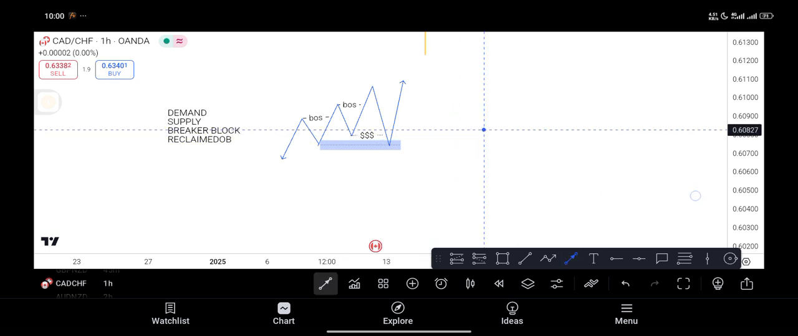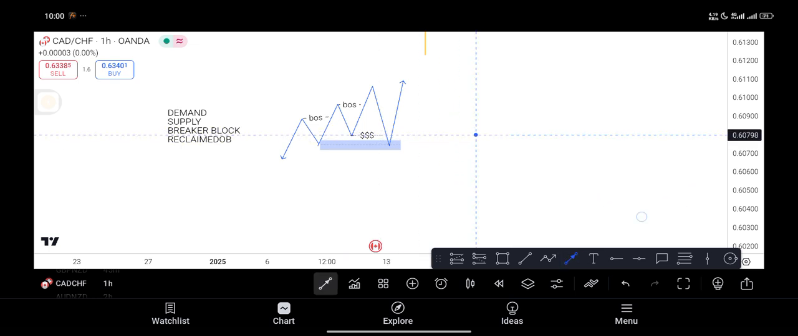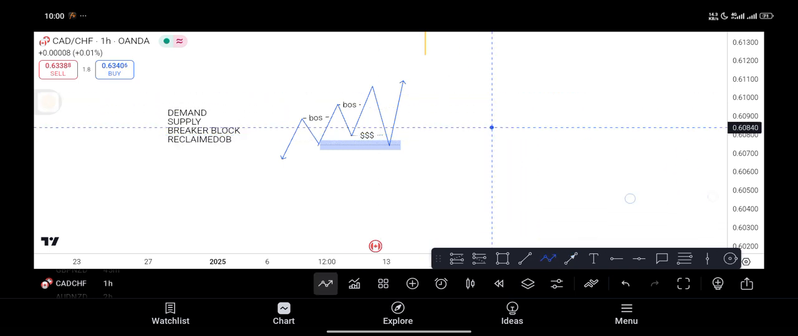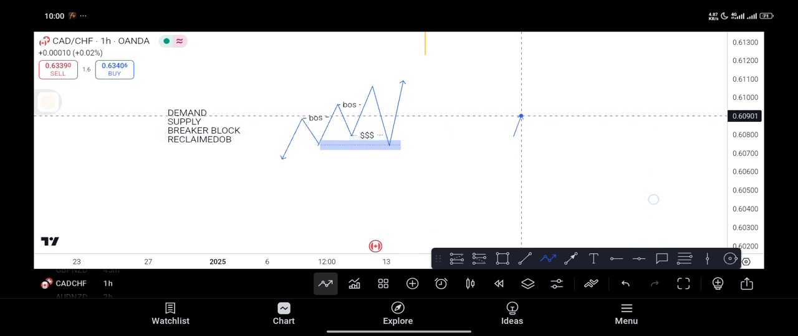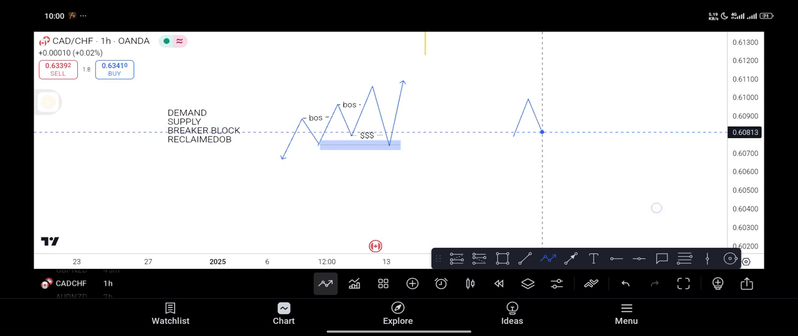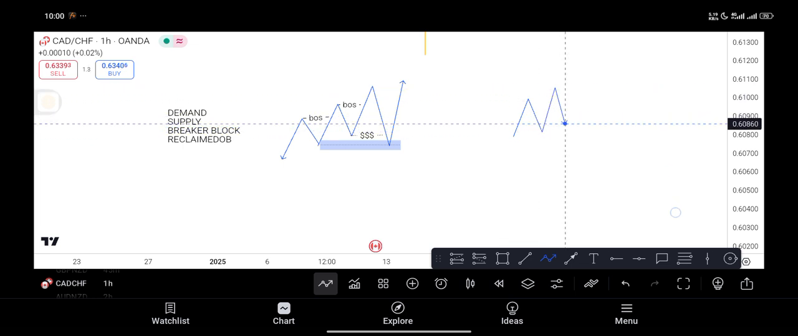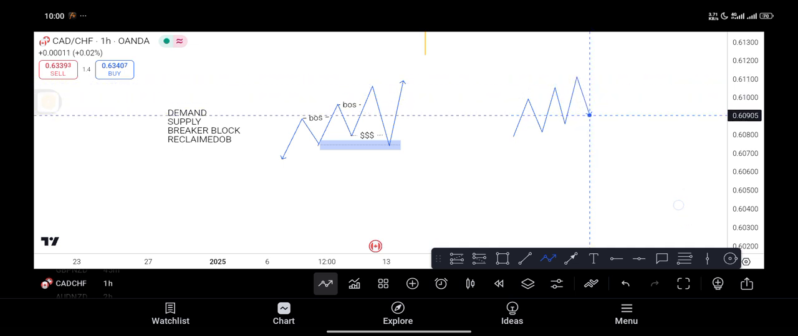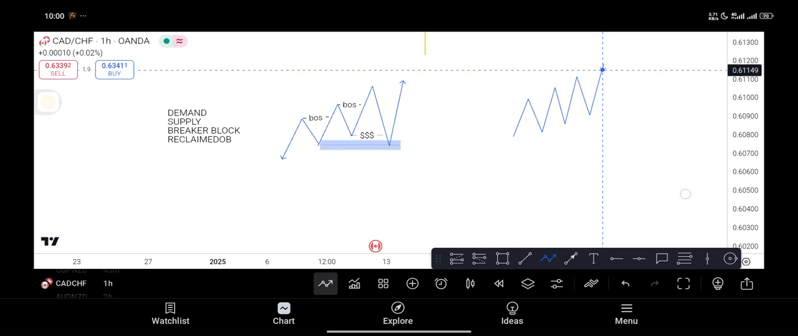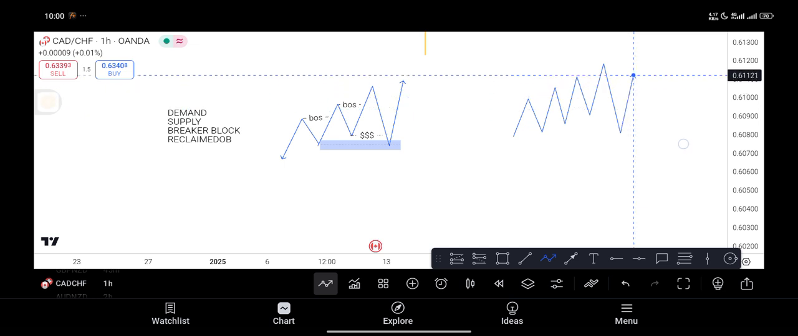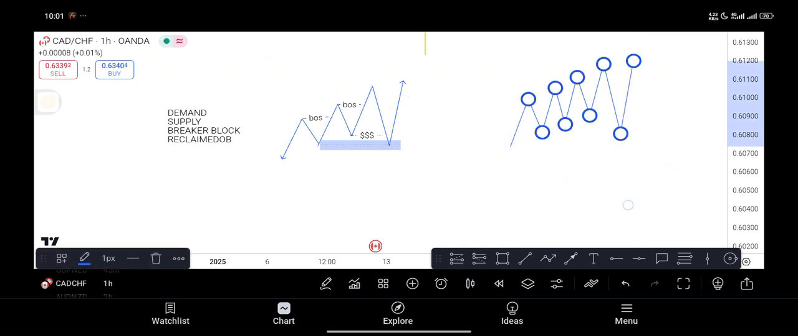Our second entry model is when you have a structure whereby none of it has broken liquidity, that is, none of it has taken liquidity, and then the market will tap into some sort of supply, come back and take all of the trend line liquidity, and then move. So this is another entry model.